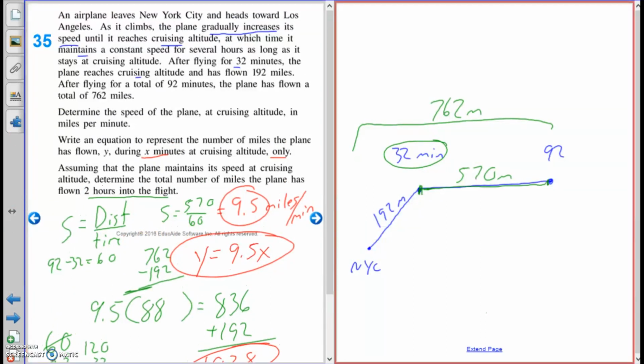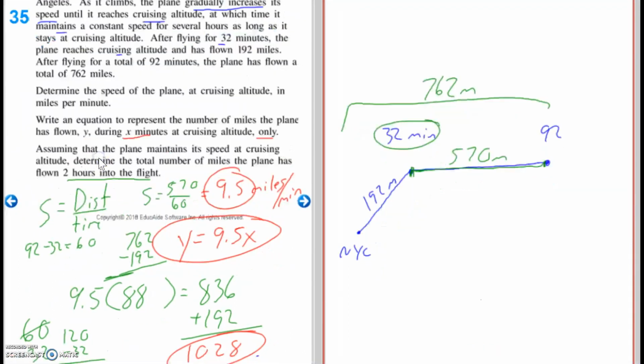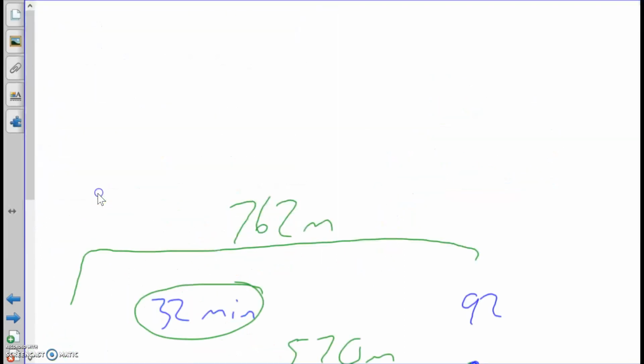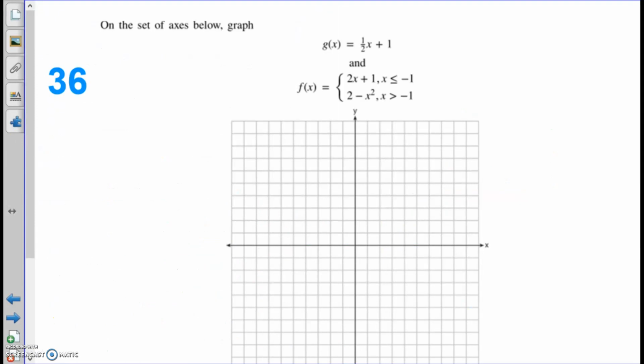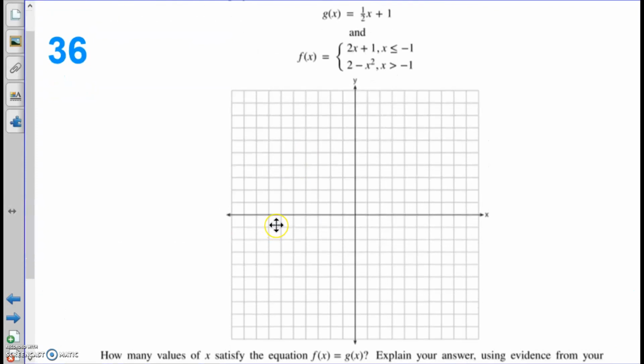Number 36 is a piecewise question. Let me go back to the single page display and go to 36. And so they ask us to graph these functions below, and how many times do they cross, and how do we know? So let's just graph them.